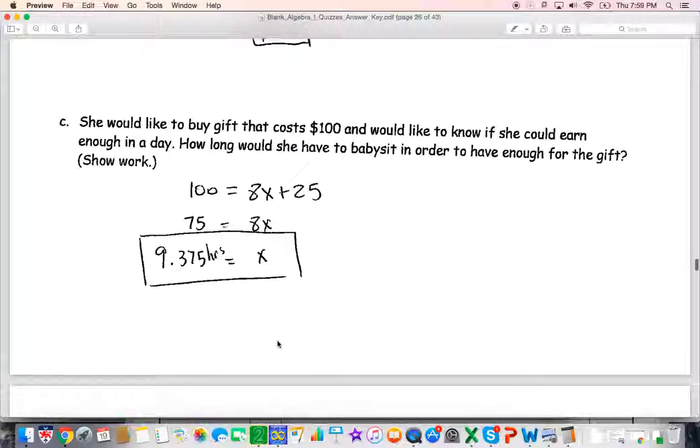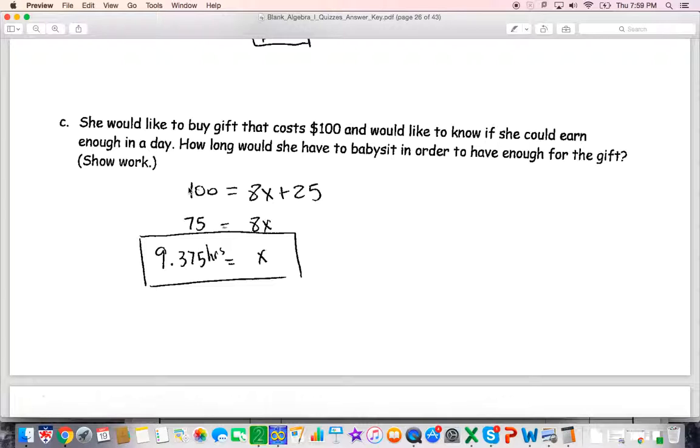All right, and we can go the other way around. Now we're being told that she wants to earn $100. She wants to buy a gift that costs $100, and we want to know how long she'd have to work. Since we're being given the money, we substitute that in for y and solve for x as a regular equation. Once we solve it, we get that x is 9.375 hours. So if she works for 9.375 hours, she would make exactly $100.